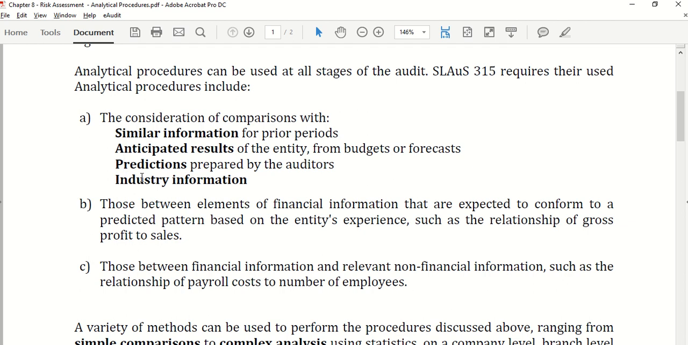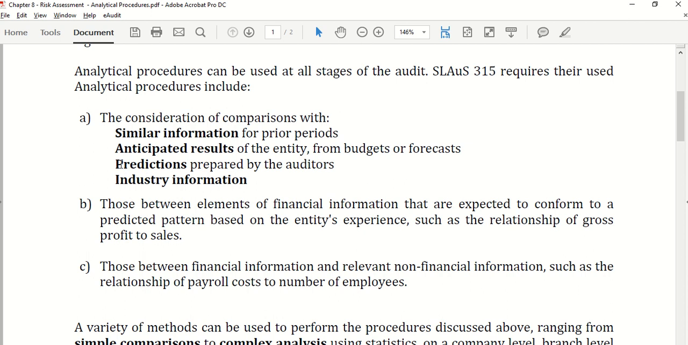So if the client's revenue has increased by 20%, there is a questionable area, because when you check the average revenue over the last 5 years, it has increased by 10% on average, but this time it has suddenly gone up at a 20% rate. So that is a questionable area, or a questionable thing where you want to focus more in the audit.